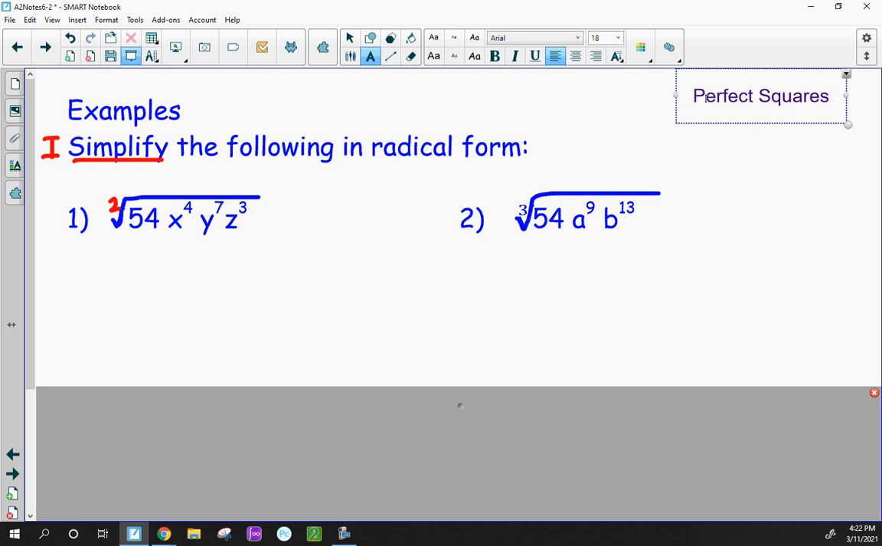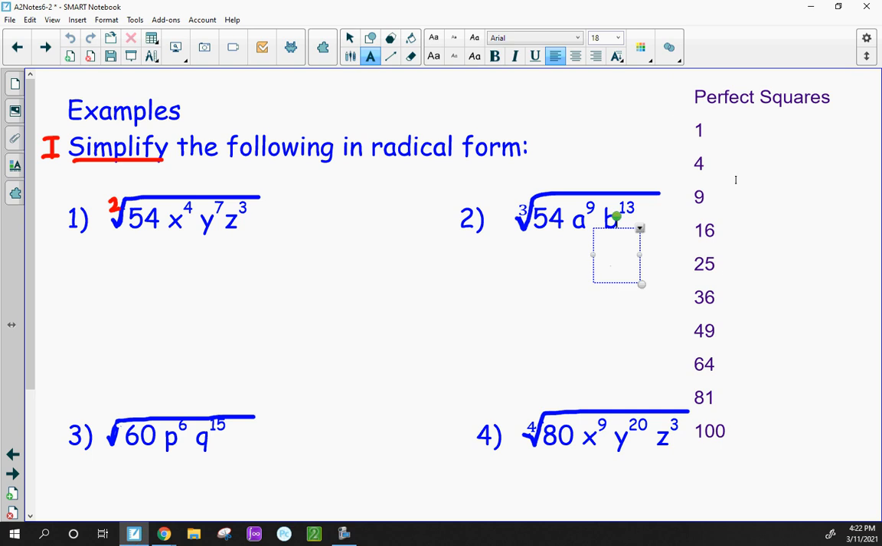you're looking for numbers like 1, 4, 9, 16, 25, 36, 49, 64, 81, 100, and so on. You only use perfect squares, of course, when you are dealing with square roots. So for question number 1, first thing you need to do is make sure that 54 is not in this list. And you can see that it is not.